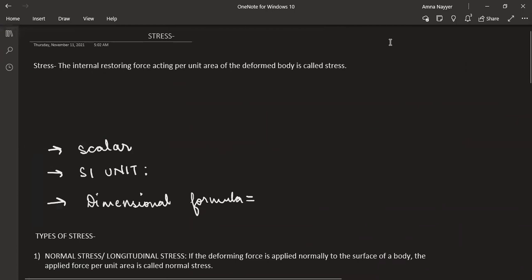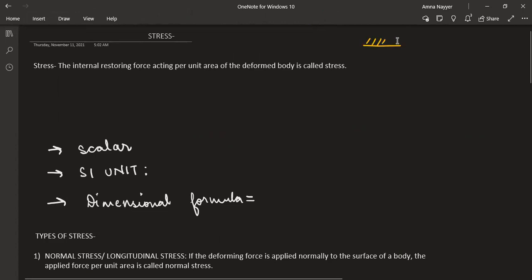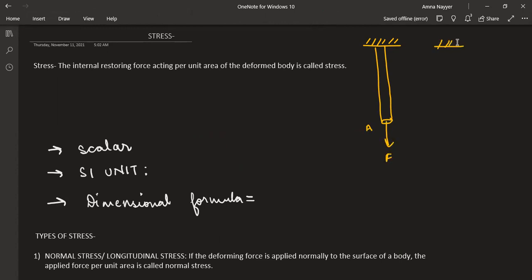See, stress is the internal restoring force per unit area acting. Just understand first with the help of a diagram. Suppose let's take that same example. Here I am having an iron rod. Now the cross-sectional area is A. Now I have applied some deforming force on this, and because of this, let's say some changes are produced. Let's say the length has increased. So this deforming force per unit area is known as stress.